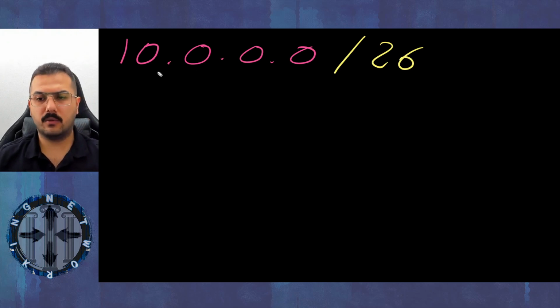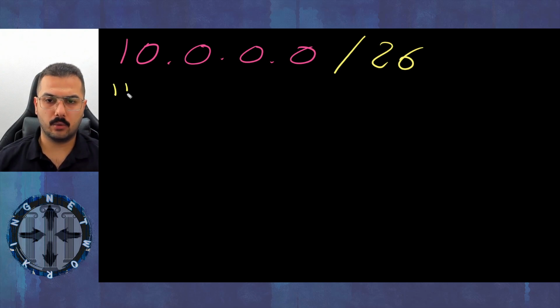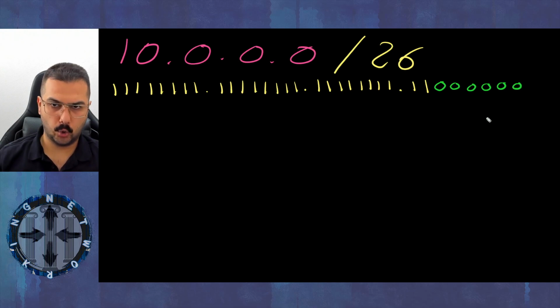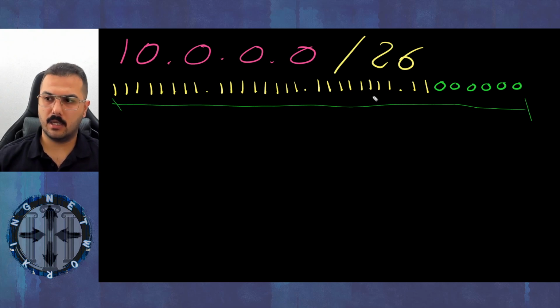Step number 1. Write it in the binary format. 1, 2, 3, 4, 5, 6, 7, 8 dot. 9, 10, 11, 12, 13, 14, 15, 16 dot. 17, 18, 19, 20, 24 dot. 25, 26. I am done with filling the subnet mask. No more bits are needed to be filled. So 27, 28, 29, 30, 31, 32. Now these two portions are actually the network portion and the host portion.